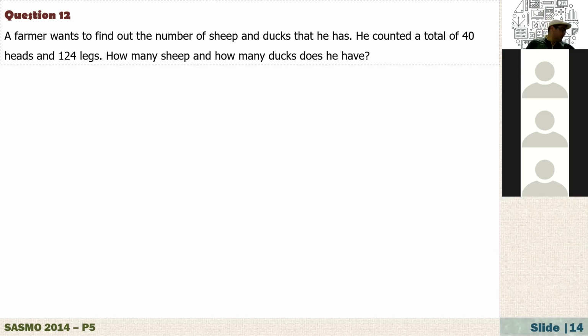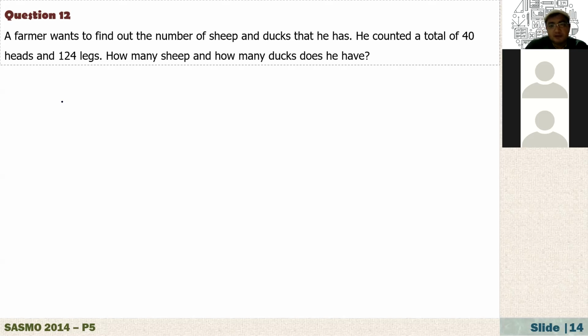A farmer wants to find out the number of sheep and ducks that he has. He counted a total of 40 heads and 124 legs. How many sheep and how many ducks does he have? Yes, Aydin, what do you think? How do you solve this problem?